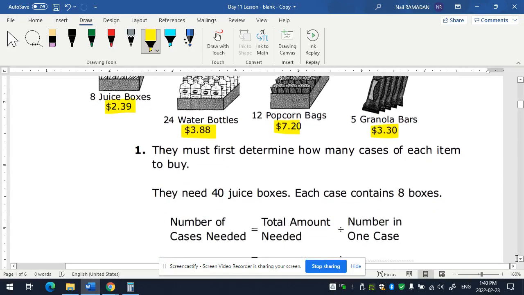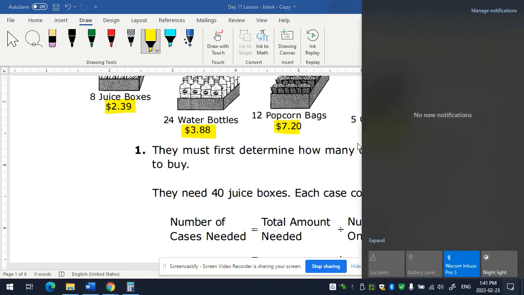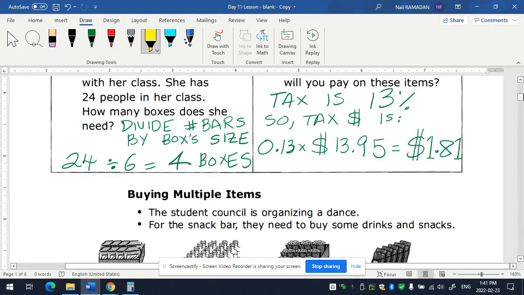So they need the following number of juice boxes. They need 40 juice boxes. Each case contains 8 boxes. So how many cases are needed? Well, just like we did with the granola bars here, we divide the number of bars by how big each box could contain, or the box's size.